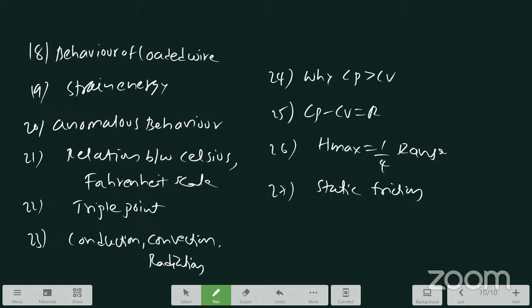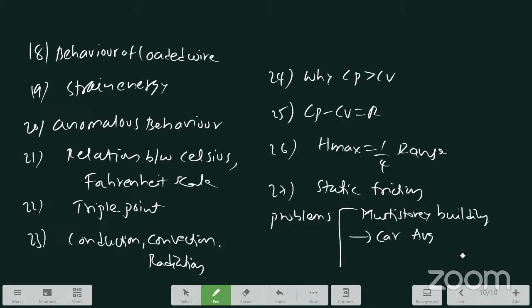energy, behavior of loaded wire, anomalous behavior of water, relation between Celsius and Fahrenheit, triple point, conduction, convection, radiation. Why Cp greater than Cv, Cp minus Cv is equal to R. Static friction concept is also over, including problems. Which problems? One is the multi-story building. Next one, a car, average speed 18 kmph. Next one, torque problem.